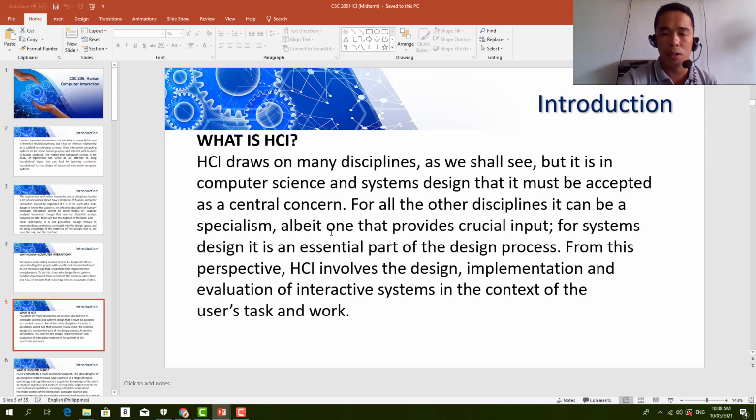So HCI draws on many disciplines as well, as we shall see, but it is in computer science and system design that it must be accepted as a central concern.